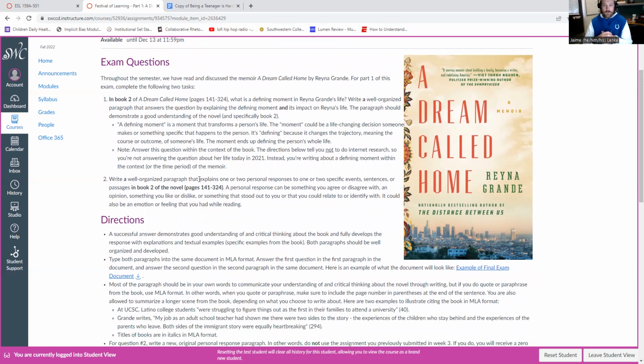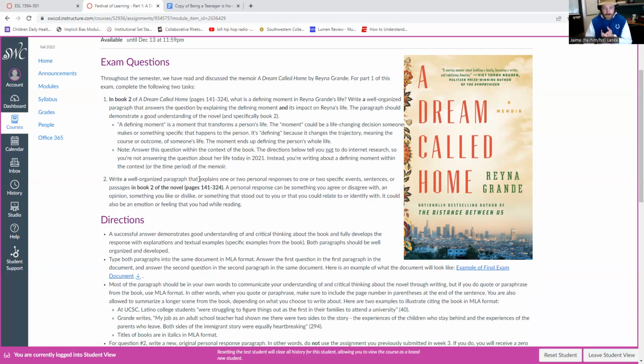The second paragraph is a well-organized paragraph that explains 1 or 2 personal responses to 1 or 2 specific events, sentences, or passages in book 2 of the novel. So again, after she comes home, after she graduates. So a personal response can be anything that made you feel something while you were reading that second part of the book. So it could be something that you agreed with that Raina did or didn't do.